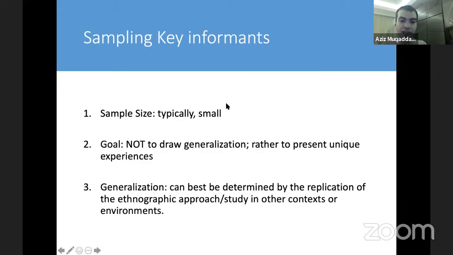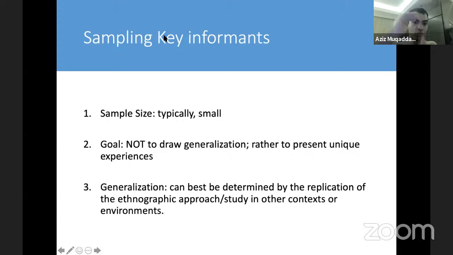But the goal is not to draw generalizations, and so it's similar to other qualitative research. The idea is to go for depth and not width. That is to say, you want to explore one group, but you're getting rich details about them.